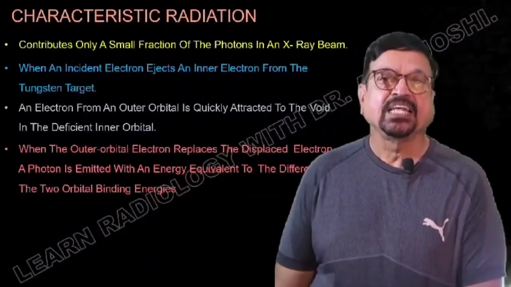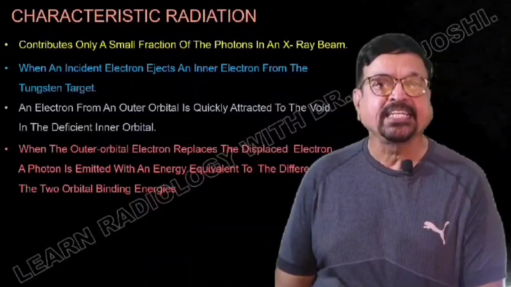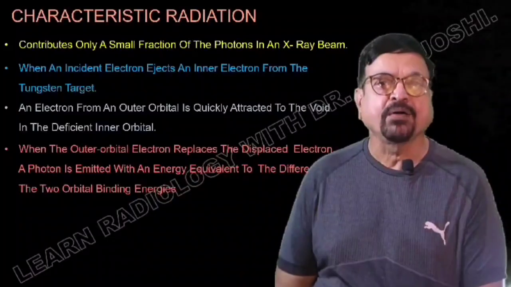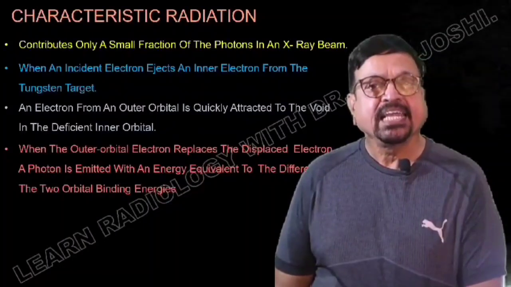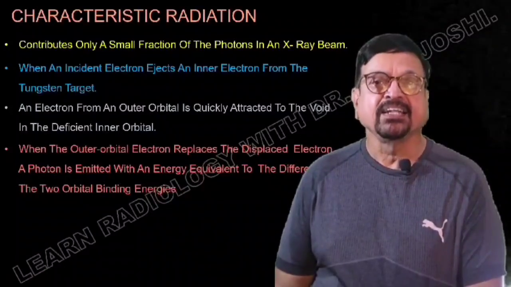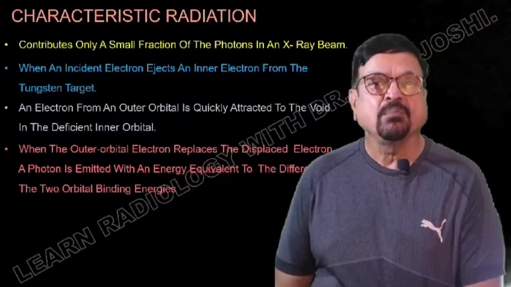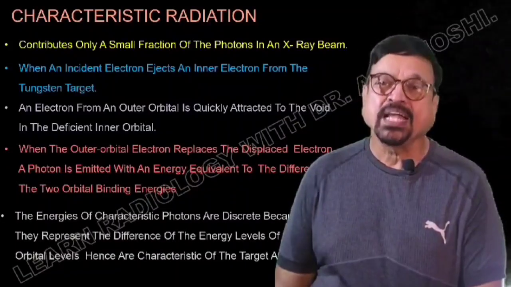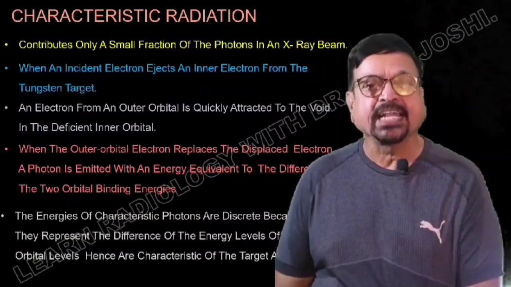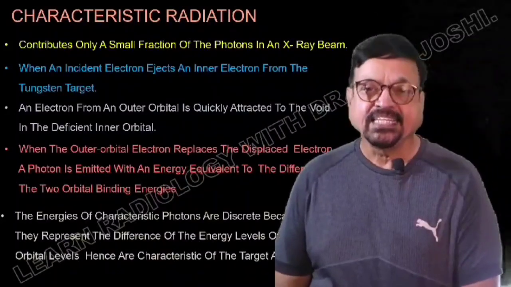in two orbital binding energies. What does it mean? There is a difference between two orbital binding energies. The inner one will have higher, the outer one will have lower. So when the more inner electron is displaced, there will be more energy exchange. However, it will require a more energetic electron, with more kinetic energy, to hit it or to replace it.